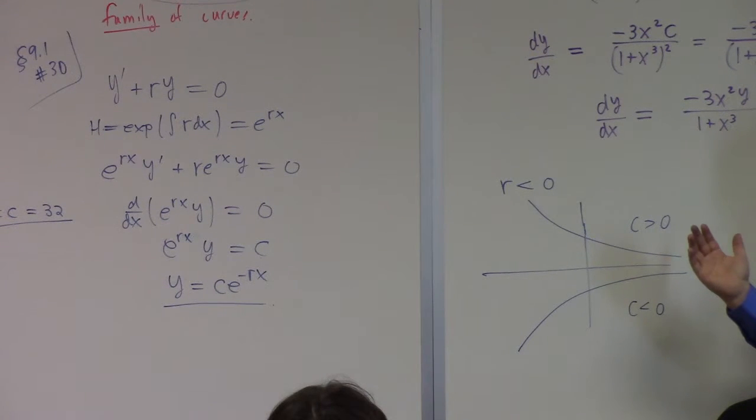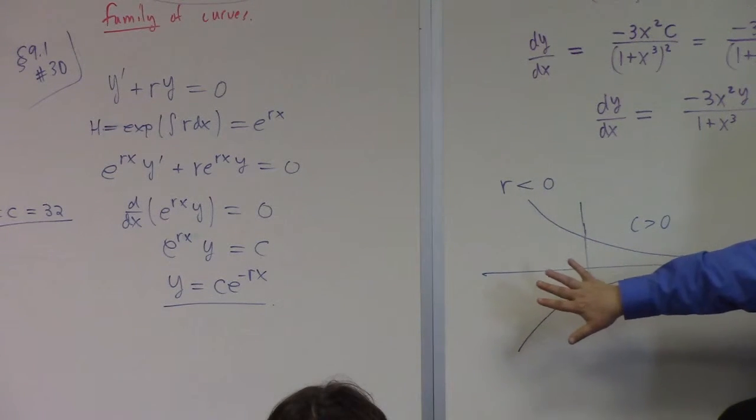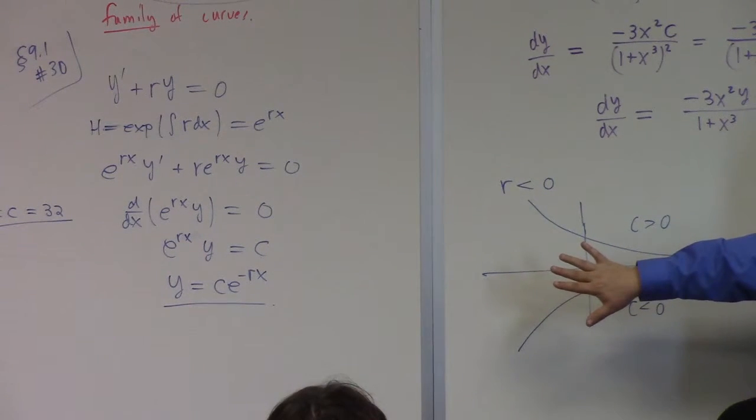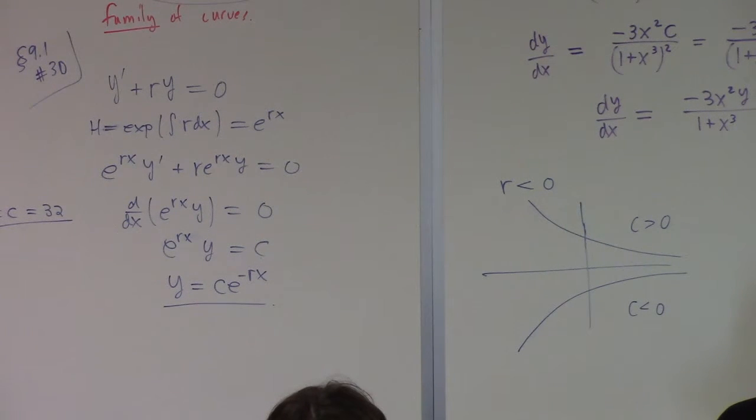The understanding of part C is just this flipped over. They could have also asked you for part C in this, show the solutions are unbounded for r greater than 0, right? But anyway, yeah.